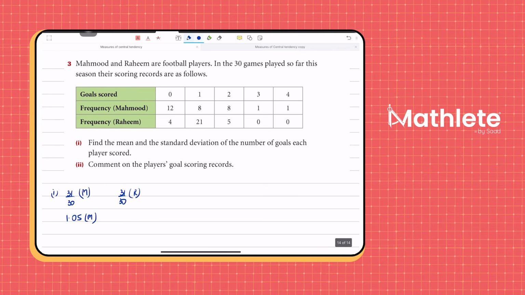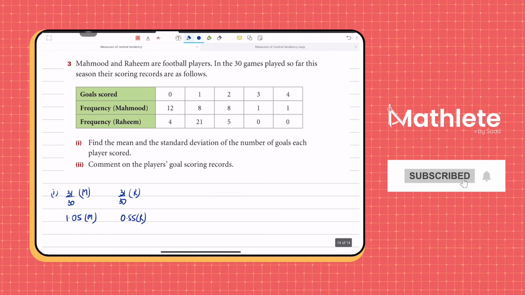Okay, now anyone who's worked out the standard deviation for Rahim? Good job. So the standard deviation for Rahim is 0.55. Okay. Good job, Mahad. Now comment. If you had to pick a player, which one would you pick? If you had to pick a player to play with you in your team, why would you pick Rahim?